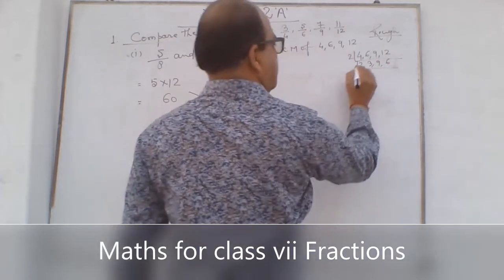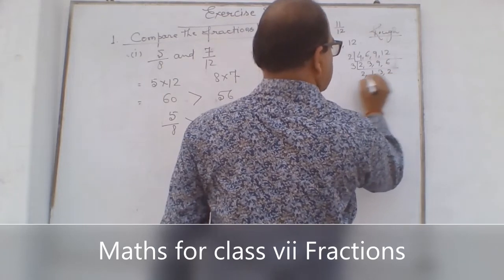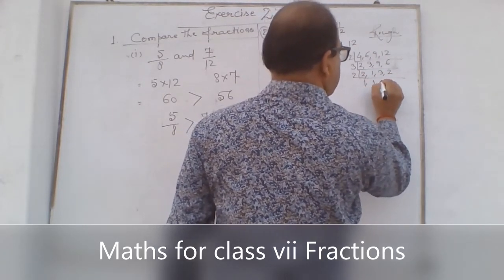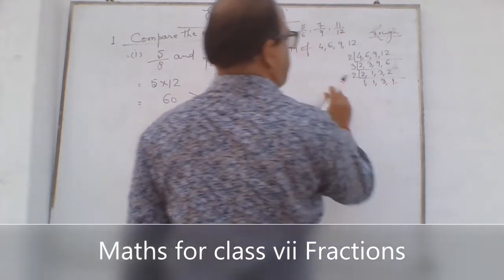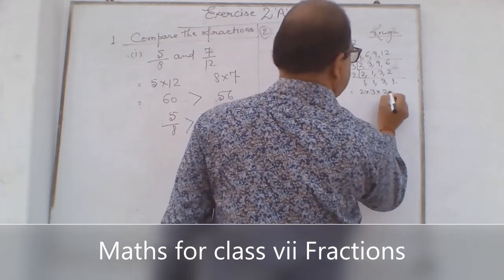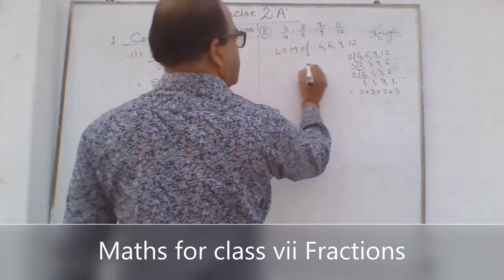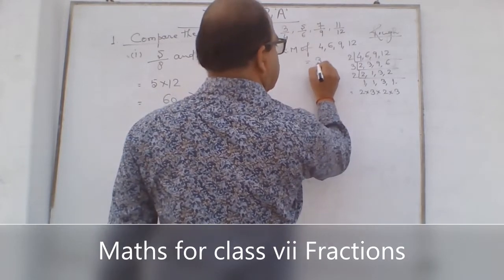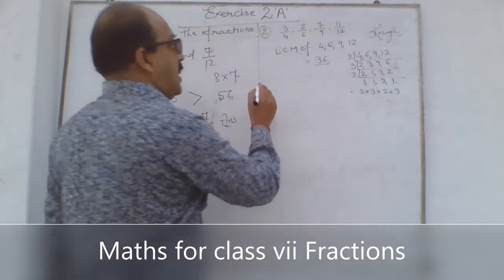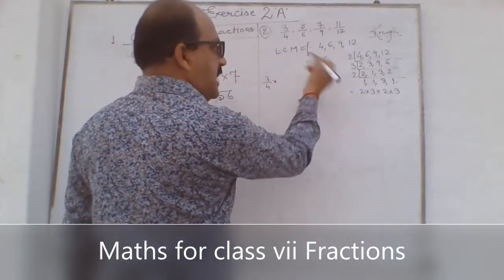It will be divided by 3. 2 into 3 into 2 into 3. 2 3s are 6 and 6 6s are 36. The LCM is 36. Okay, now 3 by 4, make it a like fraction.